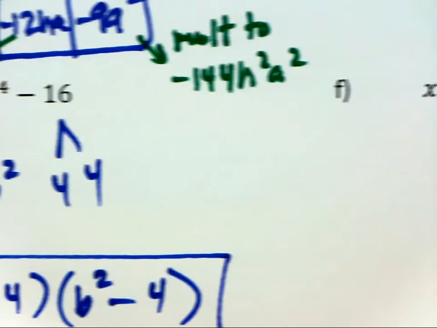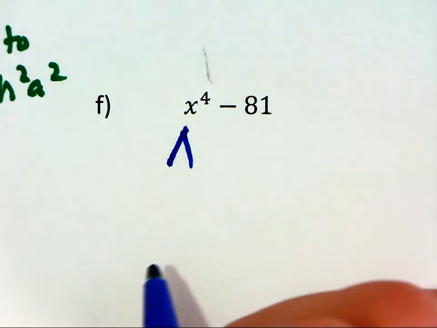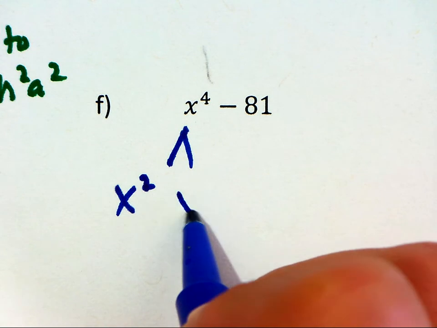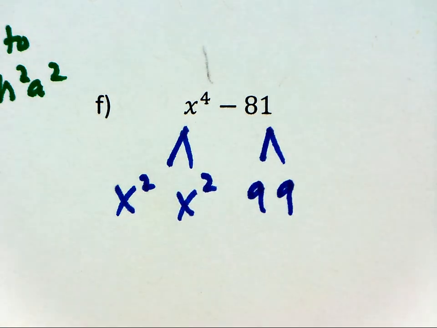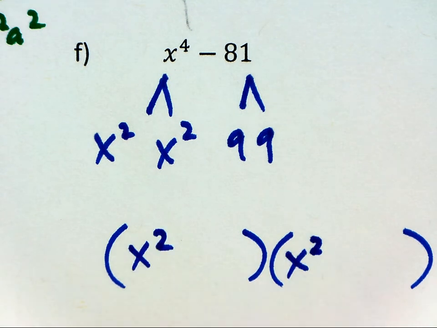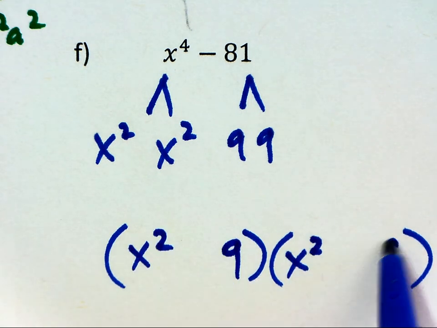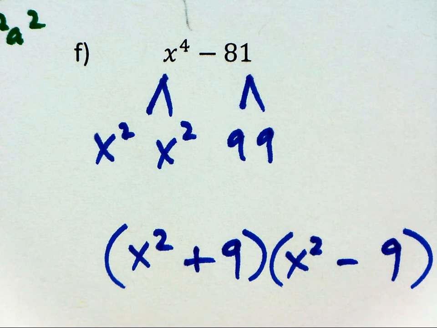Okay, and it looks like we're going to do that again in F. Okay, x to the fourth is second power times the second power. 81 is just 9 times 9. Okay, so our factors will each begin with an x squared term and each end with a constant of 9. One will be a sum, the other will be a difference.